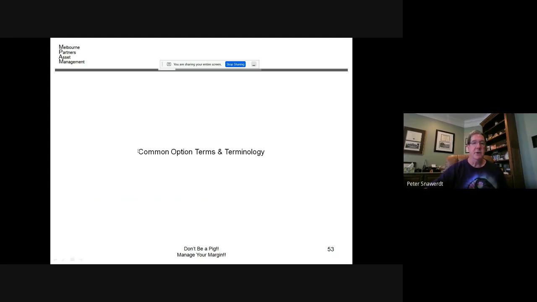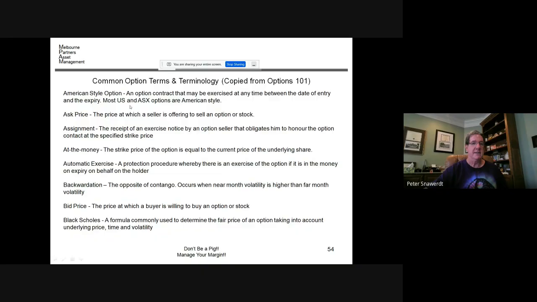One of the easiest things to do in options land, we have our own terminology. There's things called strike prices, and there's assignment, and there's underlying, and then there's call verticals and put verticals and all sorts of other things. There's American style options. There's ask prices. At the money. At the money is when the strike price of the option is equal to the current price of the underlying share. So if the underlying stock was $100 and the strike price of my option was $100, that's called at the money.